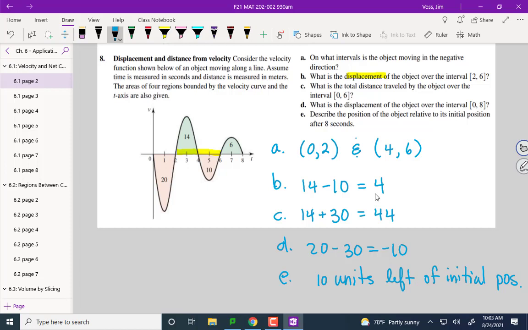Now, do we know where that is? We don't. Because we're not told where the initial position is. We're told what the velocity at time 0 is, but we're not told the position at time 0. So if we were told that the initial position was at, say, s equals 3, then we would subtract 10 from 3, and our terminal position would be at negative 7. But in this, we're not told the initial position, so we can't actually figure out what exactly the terminal position is. All we can do is describe it. It's 10 units to the left of where we started.